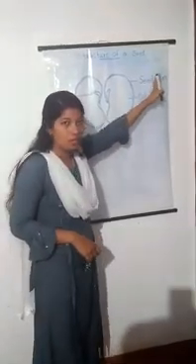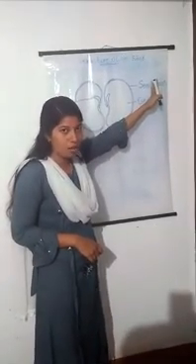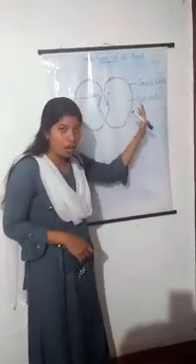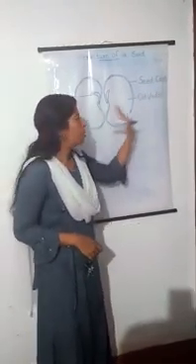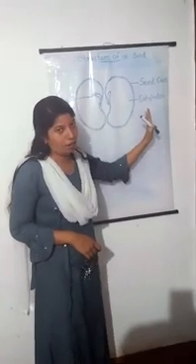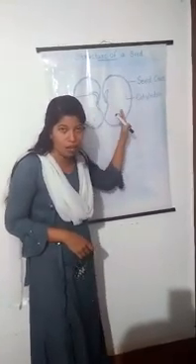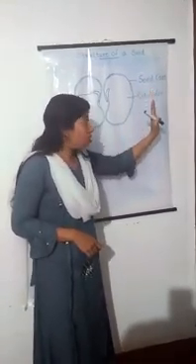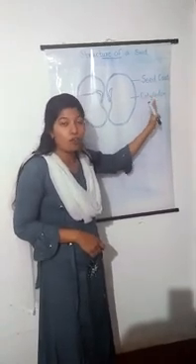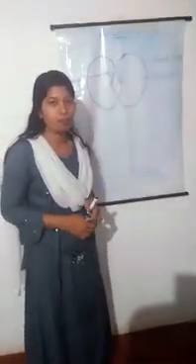So first one, seed coat. Seed coat is the outermost layer of the seed and it protects the seed. Second one, cotyledon. Cotyledon is the fleshy part of the seed, and it stores food for the baby plant.